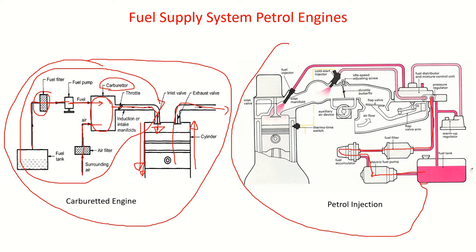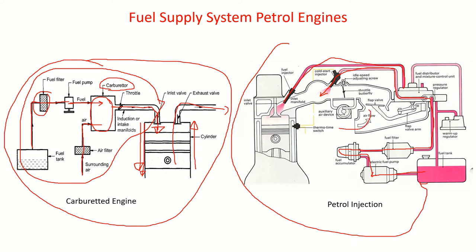Of course, there's a pressure regulator to maintain the required pressure. If the pressure is too high, it releases fuel. If pressure is less, it will see that more fuel enters and see that it maintains the required pressure. From here, from the distributor, there are two passages, one for cold start injector and another, the fuel flows to the main fuel injector. This is the inlet manifold. So the fuel flows in this fashion.